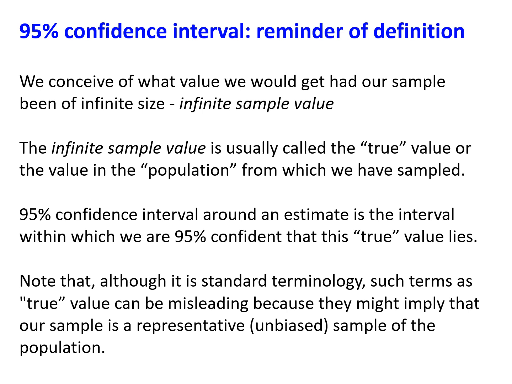Now, a 95% confidence interval around an estimate is the interval within which we are 95% confident that the true value lies. So note that although it is standard terminology, such terms as "the true value" can be misleading because they might imply that our sample is a representative, unbiased sample of the population, when that's not necessarily the case.